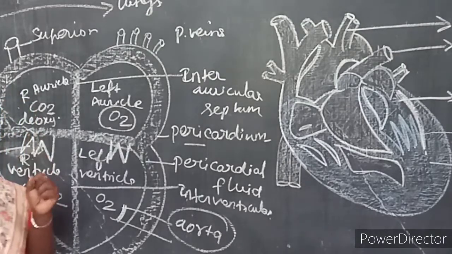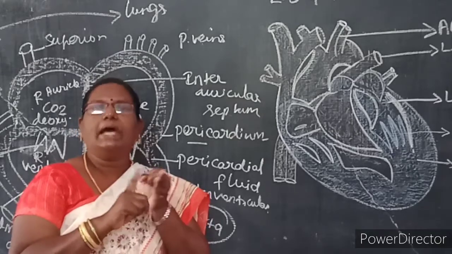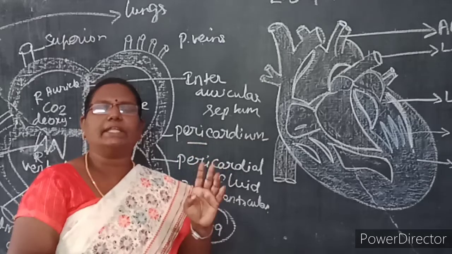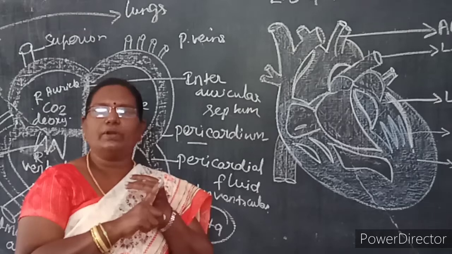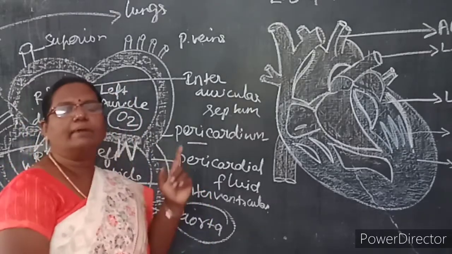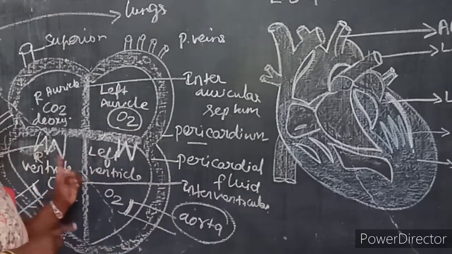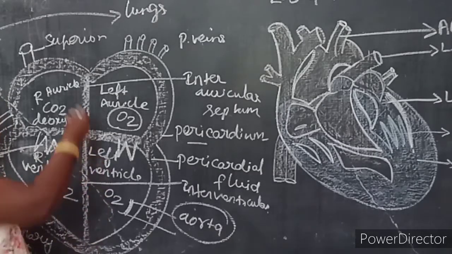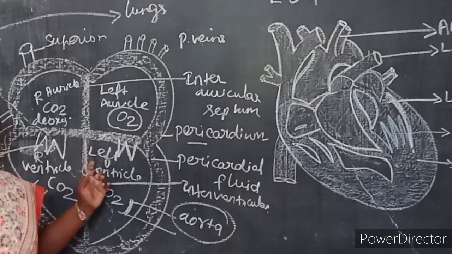So what is the first one? The heart is made up of what type of muscle? Cardiac muscle. Then who described the structure of the heart? Raymond D. Vieussens. So the heart consists of four chambers. What are they? The upper chambers are known as what? Auricles. The lower chambers are known as what? Ventricles. The two auricles are separated from each other by the interauricular septum. The two ventricles are separated from each other by the interventricular septum. The auricles and the ventricles are separated by the auriculoventricular aperture.